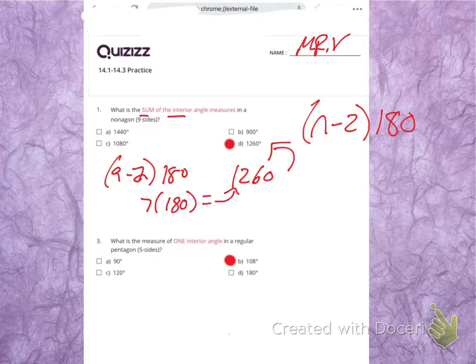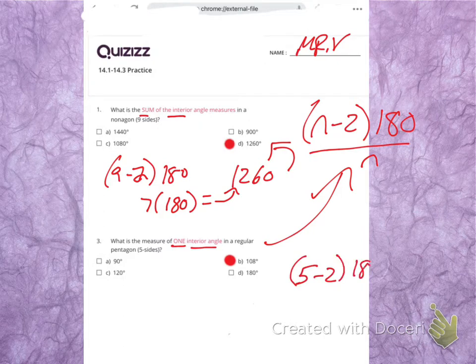All right, what is the measure of one interior angle? So it's the same equation as this, except we divide by the number of sides, or the number of angles. A pentagon has 5 sides, so I'm going to do 5 minus 2 times 180, and then divide that by the total number of sides. 5 minus 2 is 3. 3 times 180 is 540, divided by 5. I'm going to get 108.